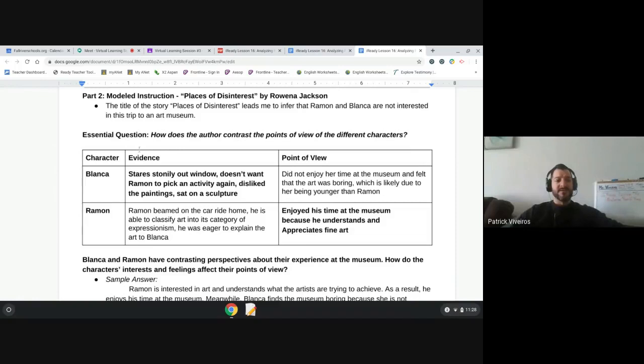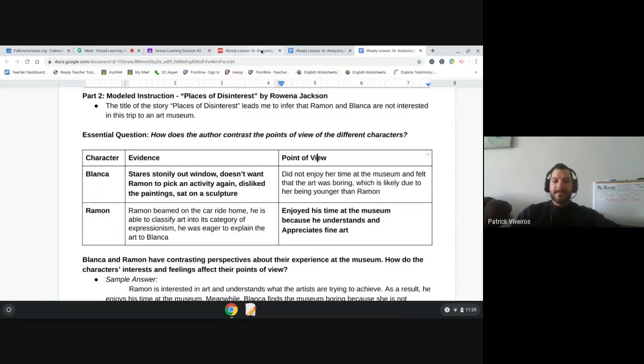So it's going to start with Blanca. Here's the evidence that was provided for Blanca. It says stares stonily out window, doesn't want Ramon to pick an activity again, disliked the paintings, sat on a sculpture. So based on this evidence, I was able to infer that Blanca's point of view, or perspective, so her attitude or feelings about her experience at the art museum, is that she did not enjoy her time at the museum and felt that the art was boring, which is likely due to her being younger than Ramon. It does mention back in the text.